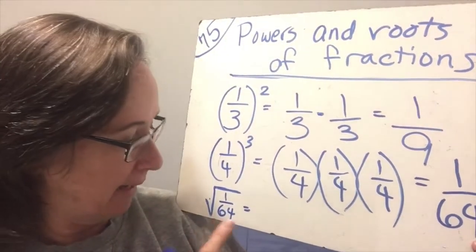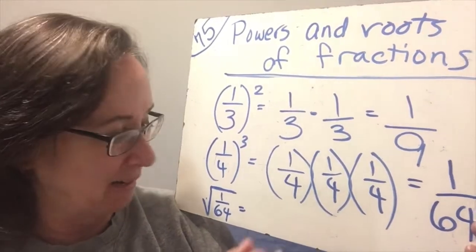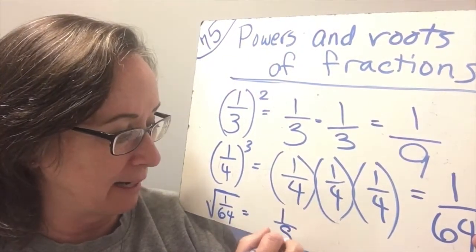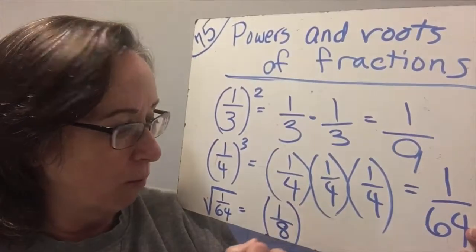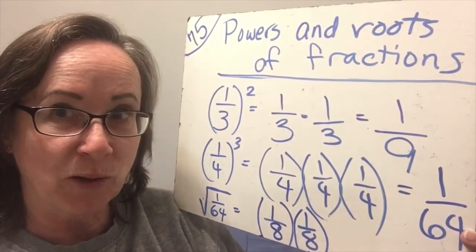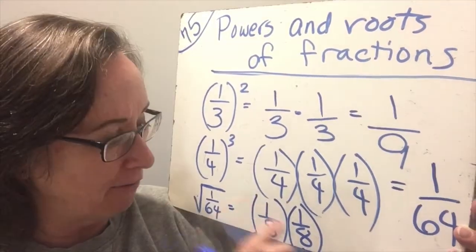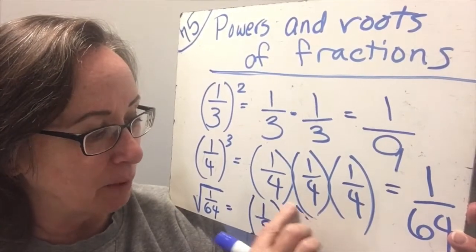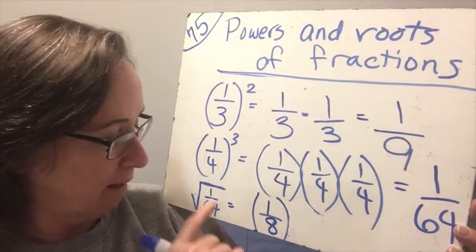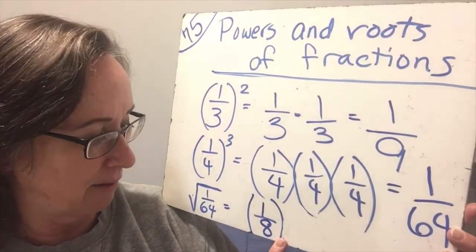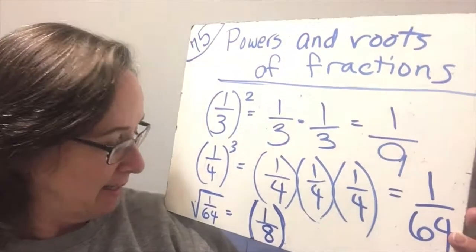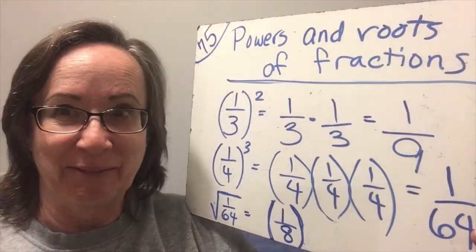Well, let's think. The number I would square to get 1 is 1, because 1 times 1 is 1. The number I would square to get 64 is 8. So why don't we try 1/8 squared, which is 1/8 times 1/8, and 1/8 times 1/8 is 1 over 64. Therefore, since 1/8 is the number I would square to get what's underneath the radical, the square root of 1 over 64 is 1/8. Okay, so the answer is 1/8, because 1/8 times 1/8 gives me 1 over 64. So here we come with more examples.